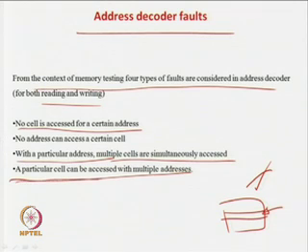A particular cell should not be accessible with multiple addresses. That is, say it is cell number 5. You should be able to access it only with the address 5. It should not be with 3, 2, 1, 5. It should not be possible that all of 3, 2, 1, 5 access this cell.